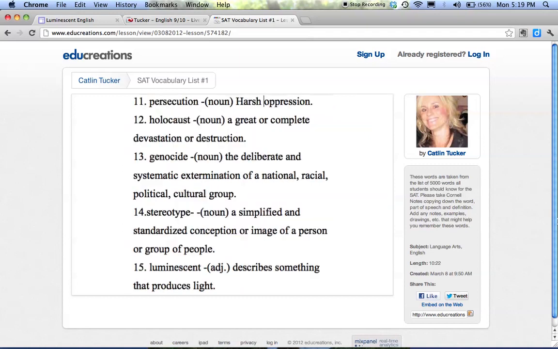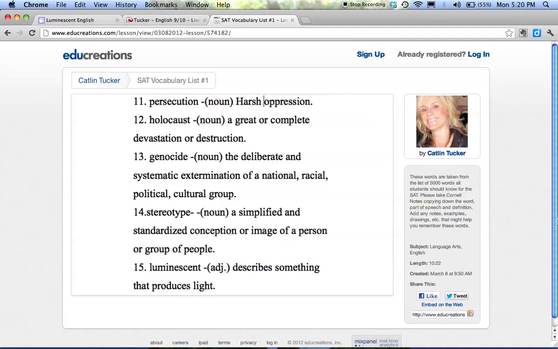Number 11, persecution, means harsh oppression. And oppression, think of pushing someone down, treating them as less than, taking away their rights. So to persecute is the verb form. To persecute a group of people means to oppress them, to push them down, to take away their rights.